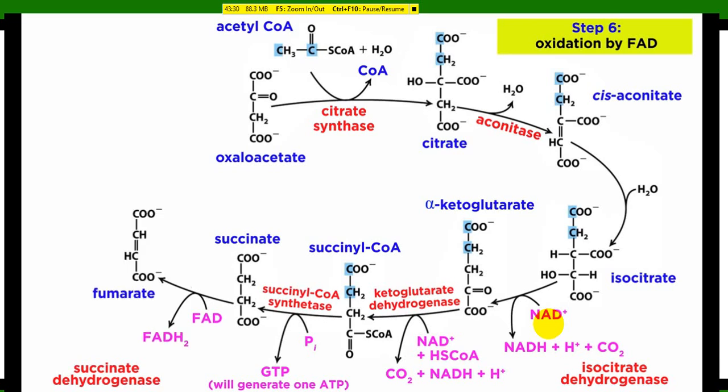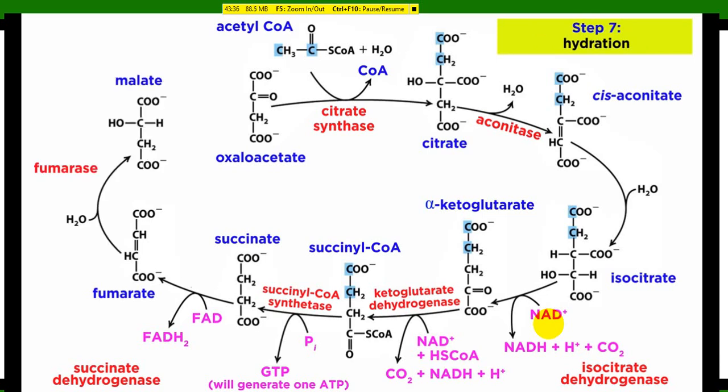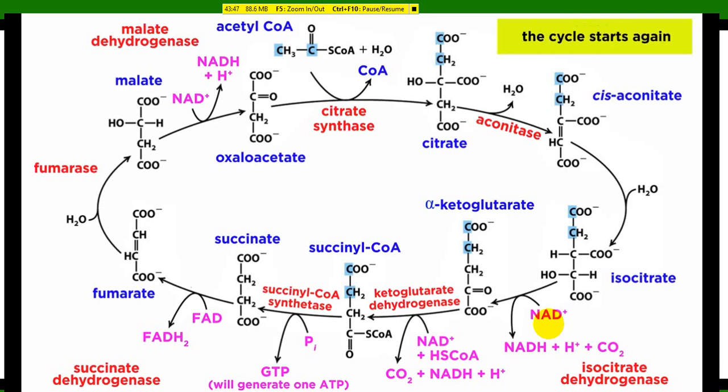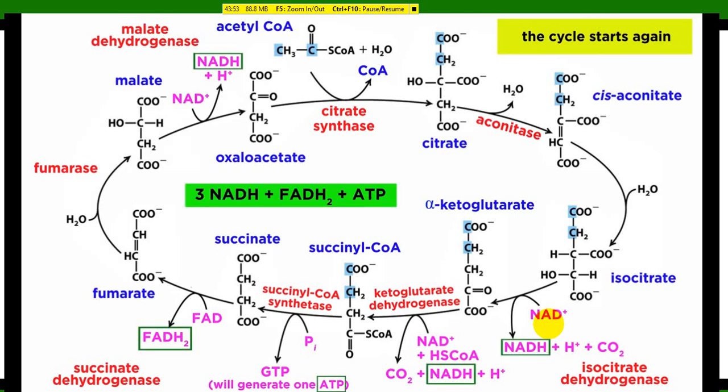Then, with the help of succinate dehydrogenase, succinate is oxidized by a different molecule, FAD, which will result in fumarate and FADH2. Next, fumarase will catalyze hydration, which results in malate, and lastly, one more oxidation by NAD+ takes place with the help of malate dehydrogenase to give oxaloacetate, which will restart the cycle, reacting with a new acetyl-CoA. Overall, for every acetyl-CoA that enters, this cycle will produce 3 NADHs, 1 FADH2, and 1 ATP.